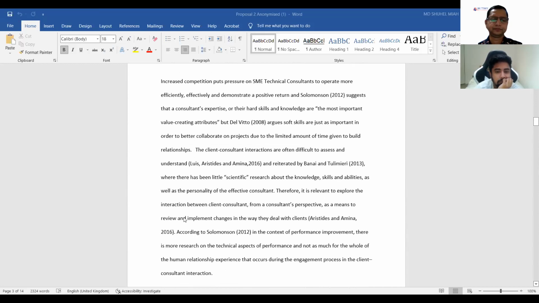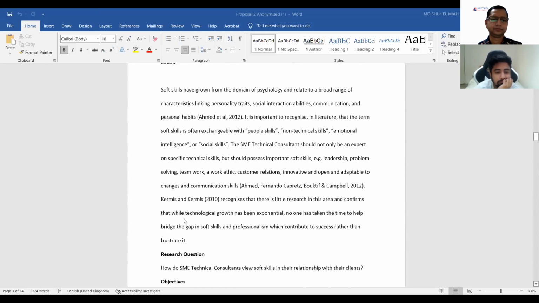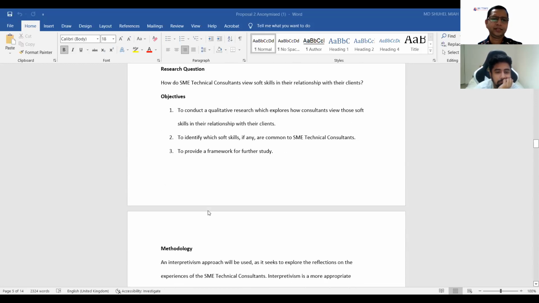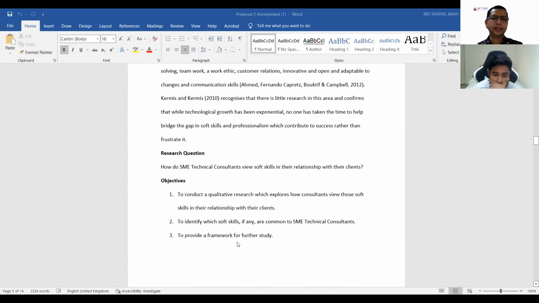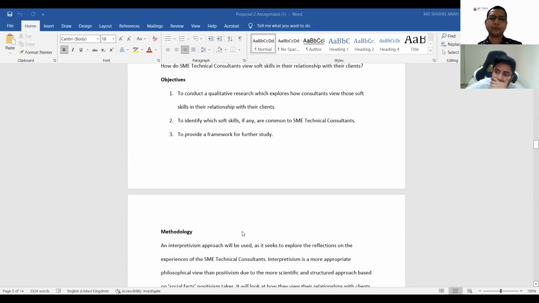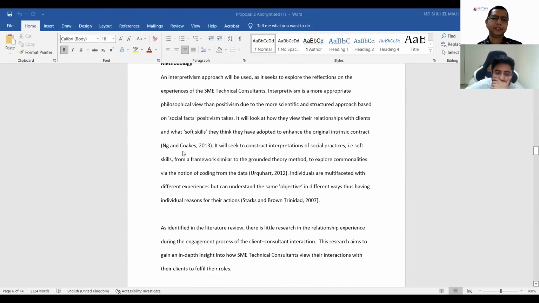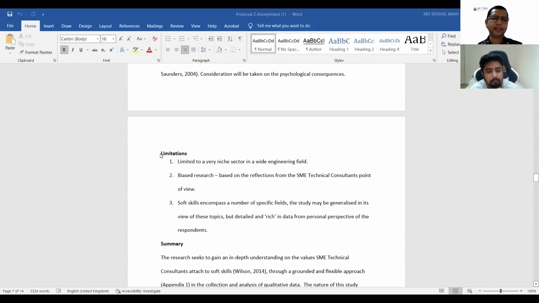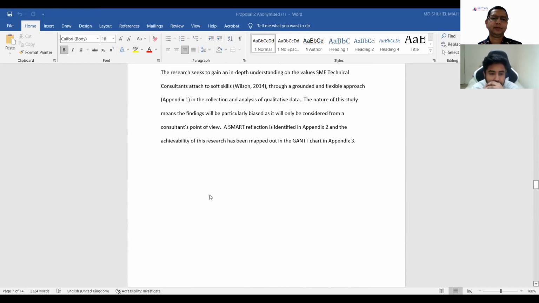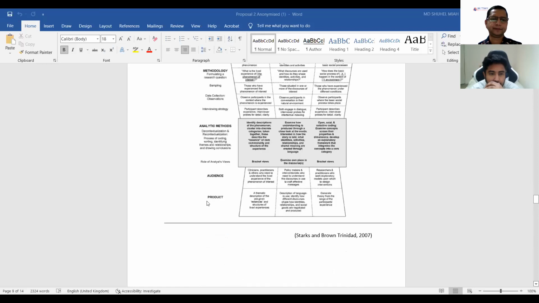Okay. Now you see how they write about the introduction, context, literature review, research questions. Here they write 3 research questions: to conduct a qualitative research, to identify which soft skills, to provide a framework for further study. And you see here, there are no research objectives. They must have research objectives as well. Methodology. Sample, who would be the sample, the ethics part, limitations, summary, etc. Then appendix.